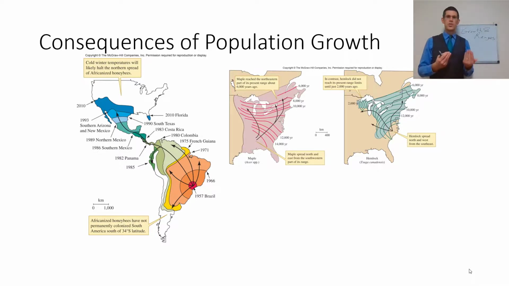And as a population grows, it can expand. What we have here is Africanized honeybees being introduced to Brazil in 1957. And as you see, they expanded their range continually. So they still have to be able to meet and mate and form hives. So they still have to stay within a certain population density. It's not very high for bees, but they continue to expand their range as their population increases. There's also the maple, which is increasing in population and growing as the ice age retreated.